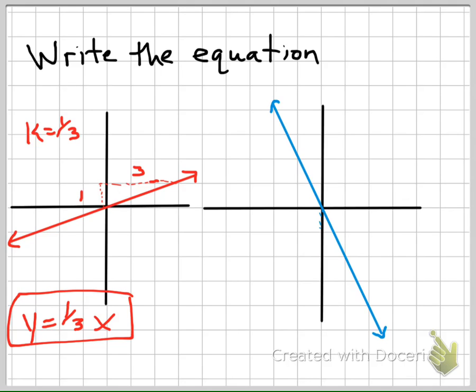Now for the blue one, I'm going to start again at the origin and count my rise over run. This time I went down 2, so that's negative 2. I went right 1, so that's positive 1. So that means my slope is negative 2 over 1. So k is negative 2 over 1, which is just negative 2. So the equation for this blue line is y equals negative 2x.